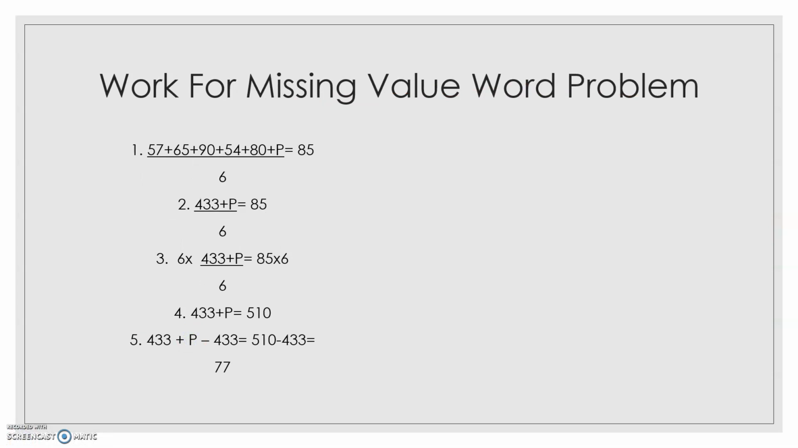So we're going to add the known values. 57 plus 65 plus 90 plus 54 plus 80 plus P equals 85%. And we put the 6 on the bottom, so it means divided by 6. Step 2. We isolate the unknowns. That means we inverse the operation.